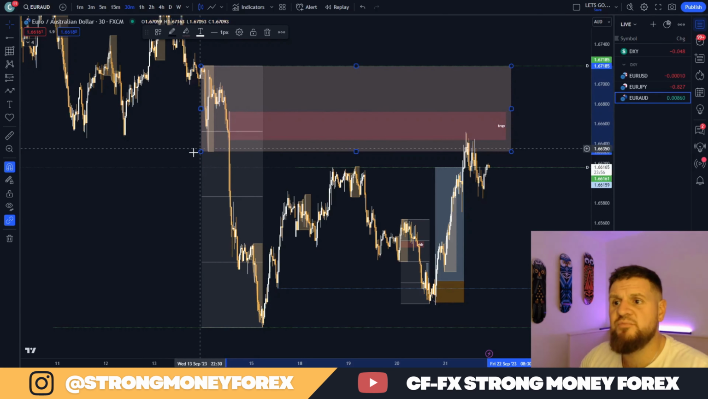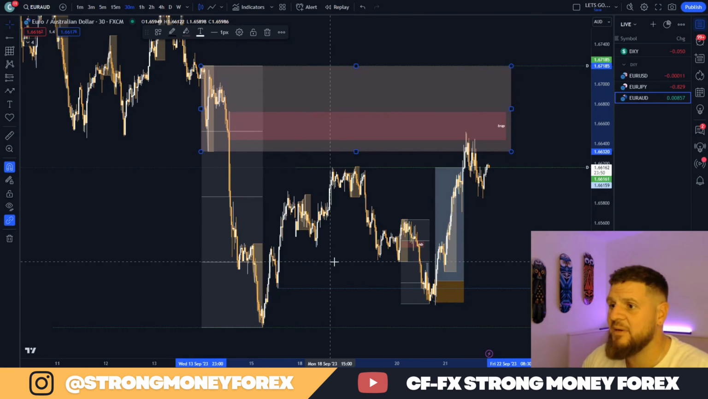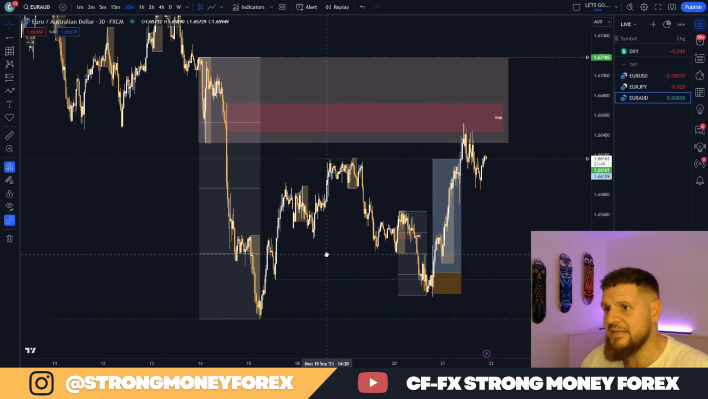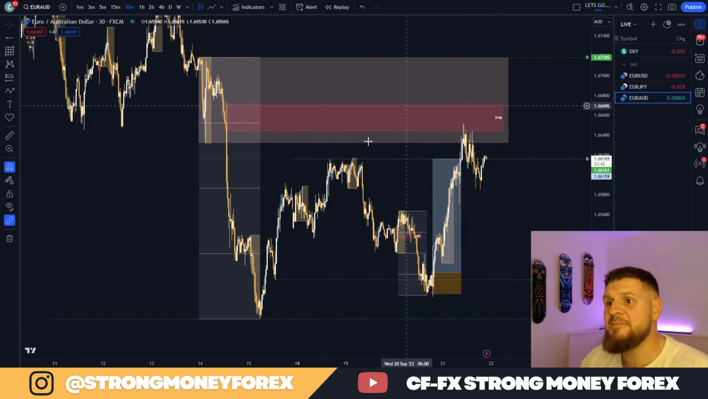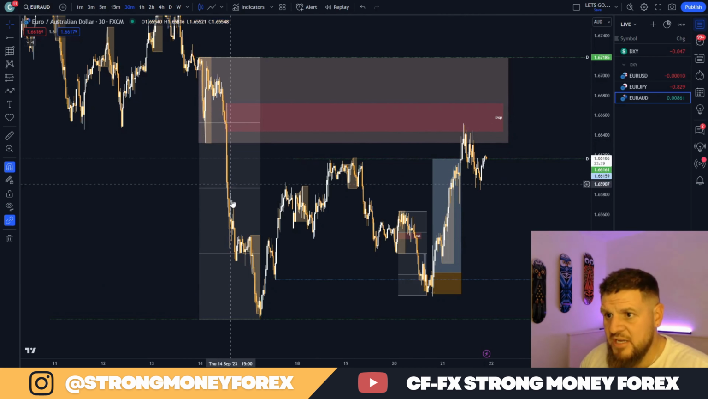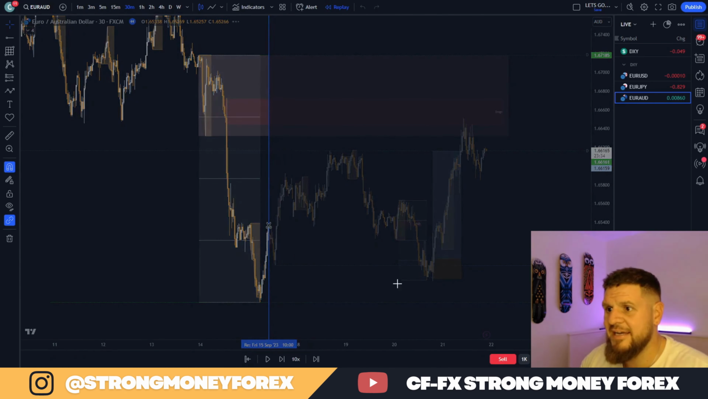When this structure is broken, this low is broken, it takes out loads of people's stops and it puts loads of people's sells into the marketplace. So it's a really important concept to understand. Now, what happens is these areas need to be made efficient. This push down here, this entire move, so if I just take this chart back so you can see it a bit clearer.